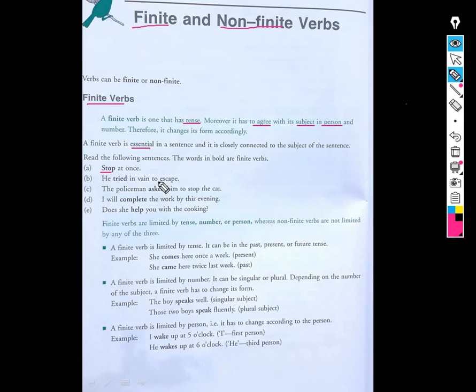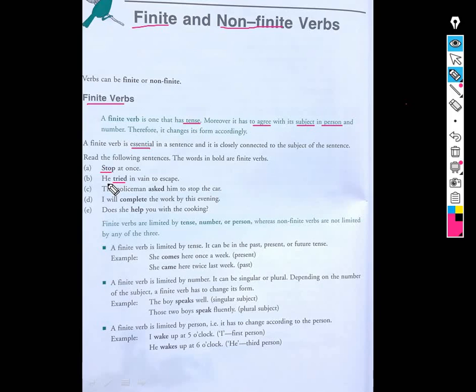He tried in vain to escape. उसने भागने की नाकाम कोशिश की. He tried. Okay. Second form. That means it has changed its tense, past. To try ऐसा verb है जो अपने tense change करता है.